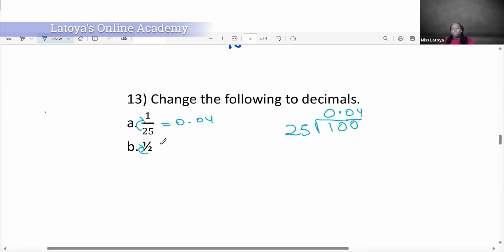The next one is a half. We are dividing denominator into numerator, 2 into 1. 2 into 1 is 0. We put a decimal point and add a 0. 2 into 10 is 5. We are still getting 0.5.